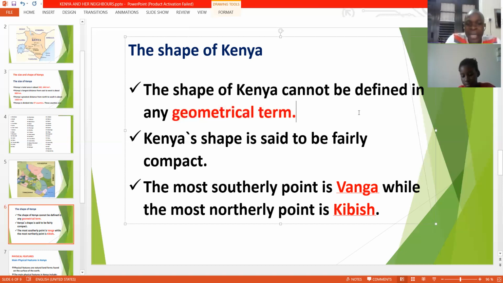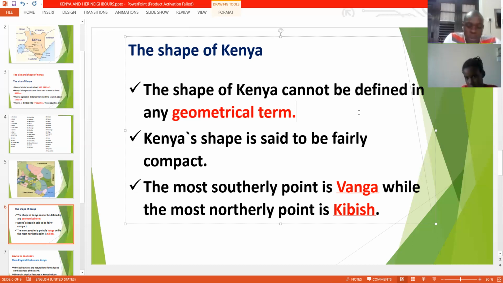When you say the most southerly part, I want you to just have a look at your map on the atlas. Are you seeing the last point down there? The last point in the southern part of that map. The one which is very sharp like a triangle down there. So we have a town that we call Vanga. Have you ever been to Vanga? So we have a town that we call Vanga there, and that town is to the southern part of Kenya, the most southerly point. So which is the last point on the southern part of Kenya, right?